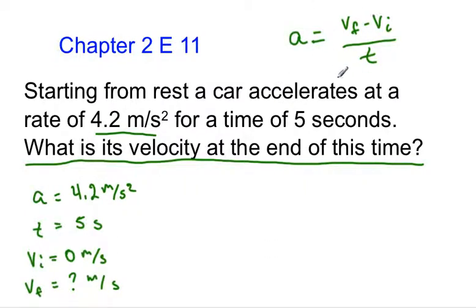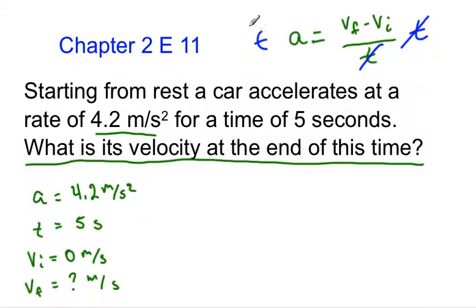Alright, so we have all of our knowns and unknowns written out. Let's just plug our known stuff into this equation. Another way we could do it is to rearrange this equation and solve for VF first. Some people like to plug in the numbers. Other people like to rearrange the equation first. We'll rearrange it first. Let's multiply both sides by time. Time cancels out with time. We have A times T now.